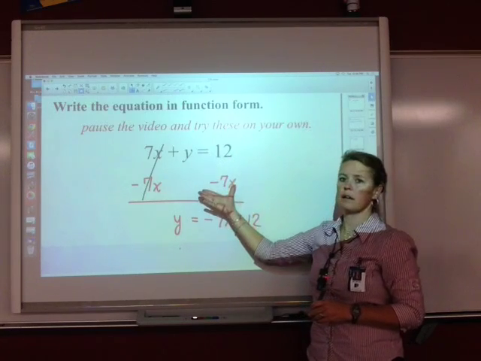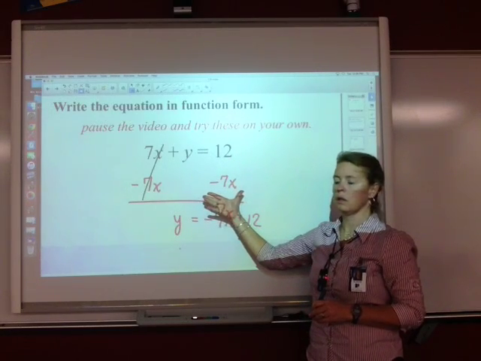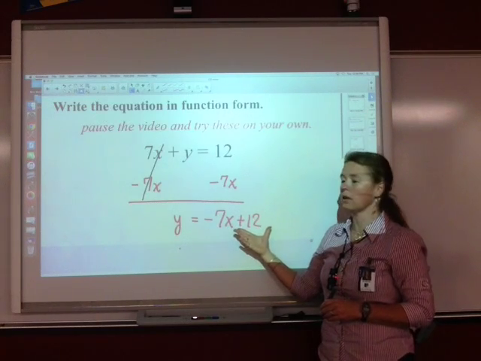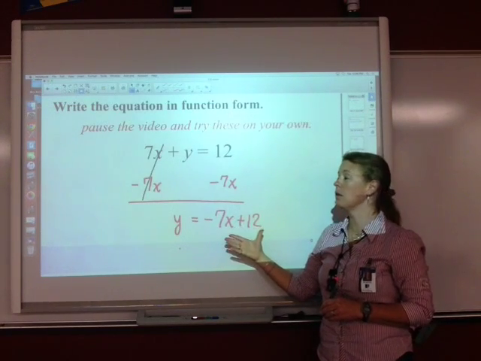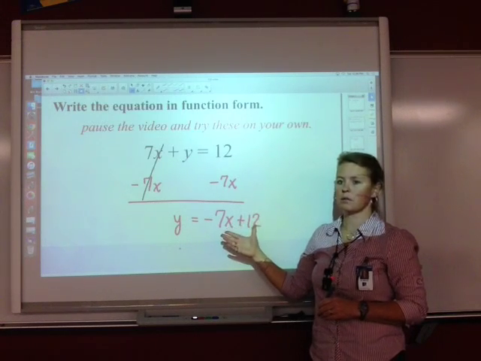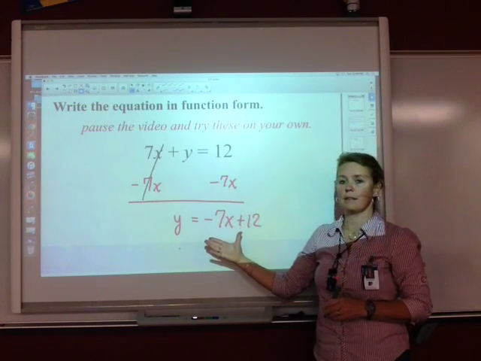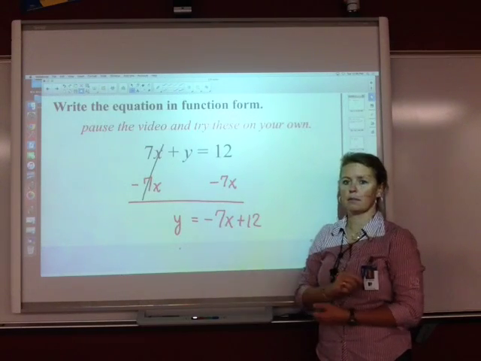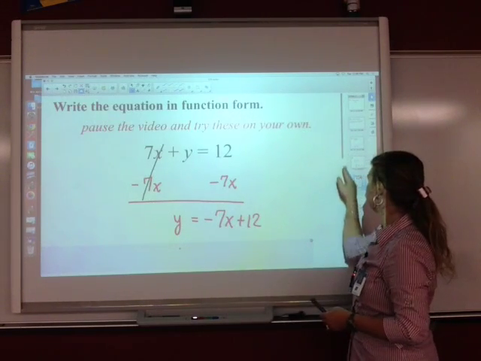And because, once again, these are not like terms, you'll write your x first, negative 7x, and then your plus 12. If that's not how you did it and that's not what you got for an answer, you're going to have to fix it. Erase what you did or start over. Take a look at this the way it is done the right way. Y equals negative 7x plus 12 is your final answer.